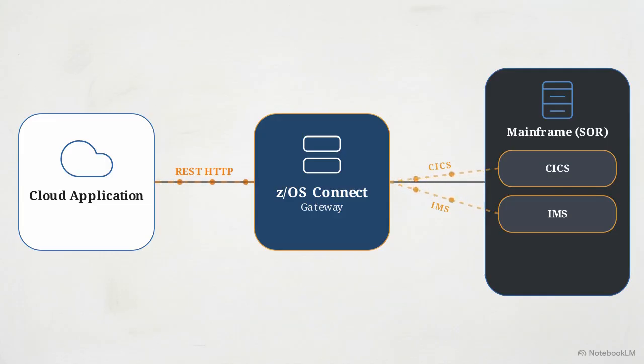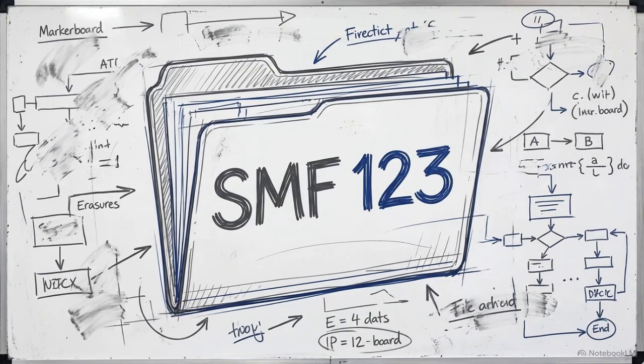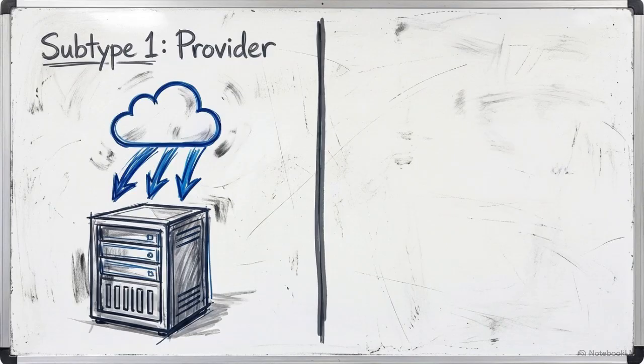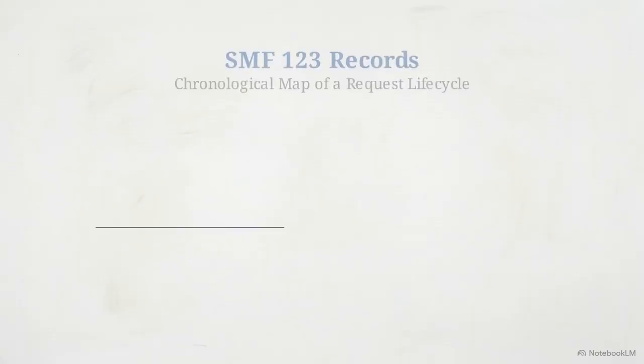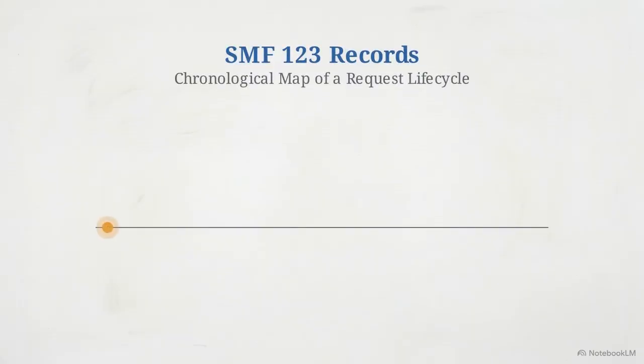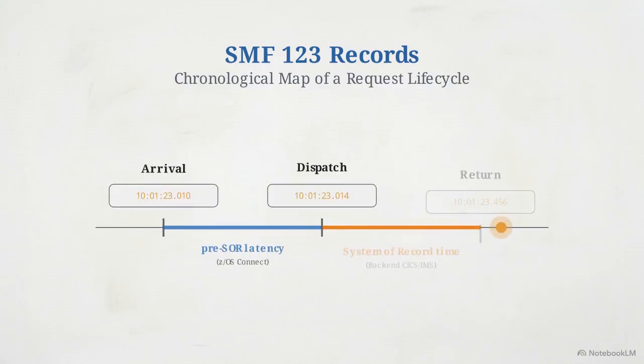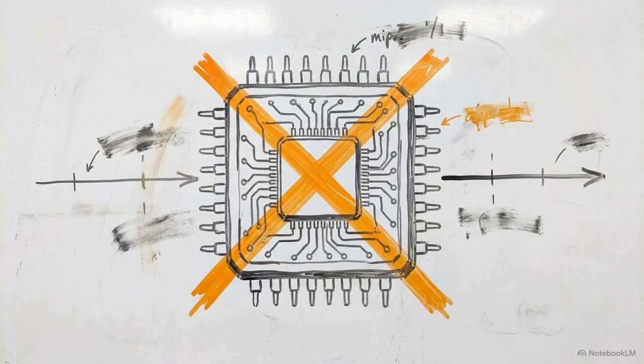can natively execute. Performance engineers monitor this traffic using SMF123 records. Subtype 1 tracks incoming provider requests arriving from the cloud, and Subtype 2 tracks outgoing requester calls originating from the mainframe. These records yield a precise chronological map of a request's lifecycle. We get exact timestamps for arrival, dispatch, and return, but they omit a critical variable: CPU consumption.